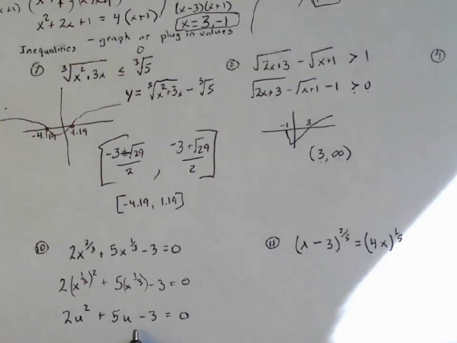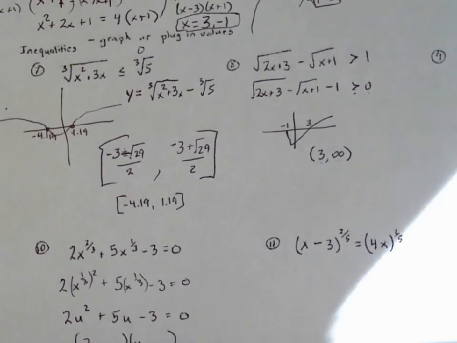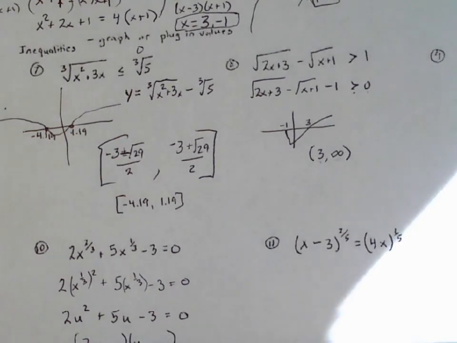So notice I now have a quadratic to solve. If I solve this quadratic, that'd be 6 and minus 1 gives you the 5. So I get u is either 1/2 or u is equal to negative 3.